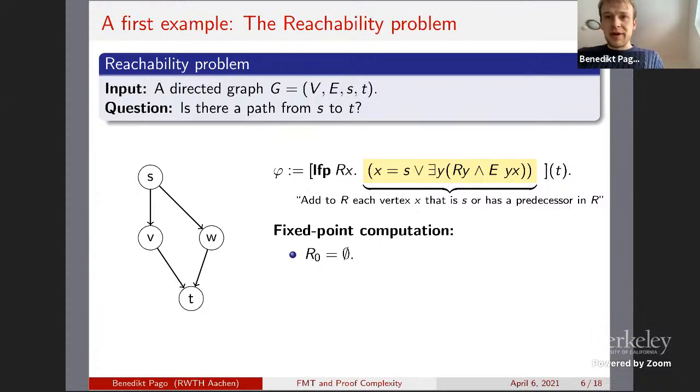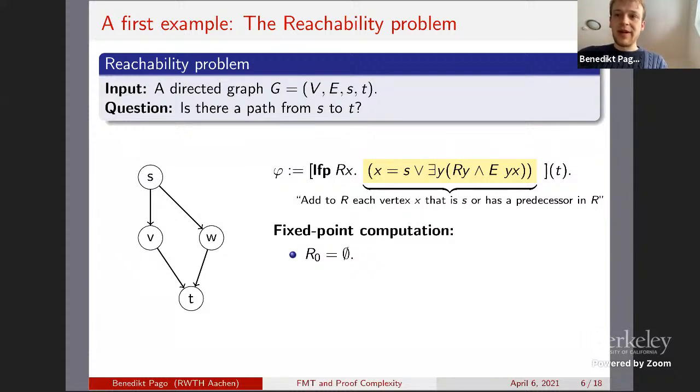But in least fixed point logic, we can express this by the sentence that is depicted there. So the idea is we use this second order variable R to stand for the set of all vertices which are reachable from S. And the fixed point update formula says in each step we add to R each vertex X, which is either equal to S, so that's the base case, or which has a predecessor that is already in R. And it's quite clear, I think, that the fixed point of this formula is exactly the set of all reachable vertices. So the computation proceeds as follows.